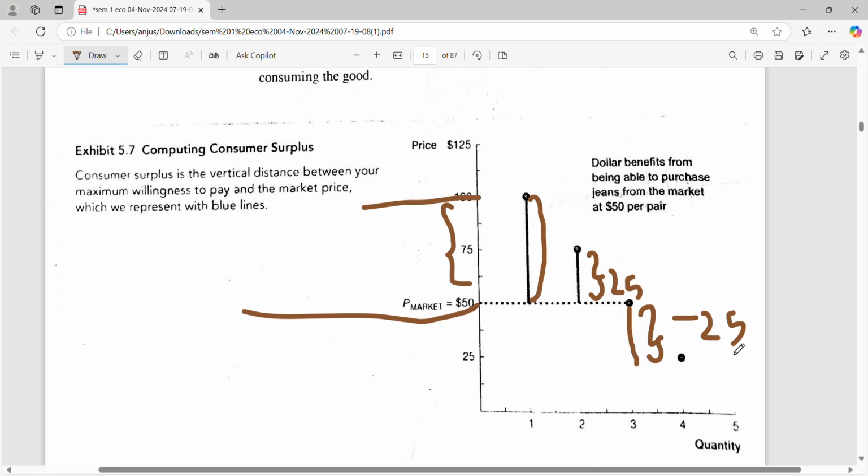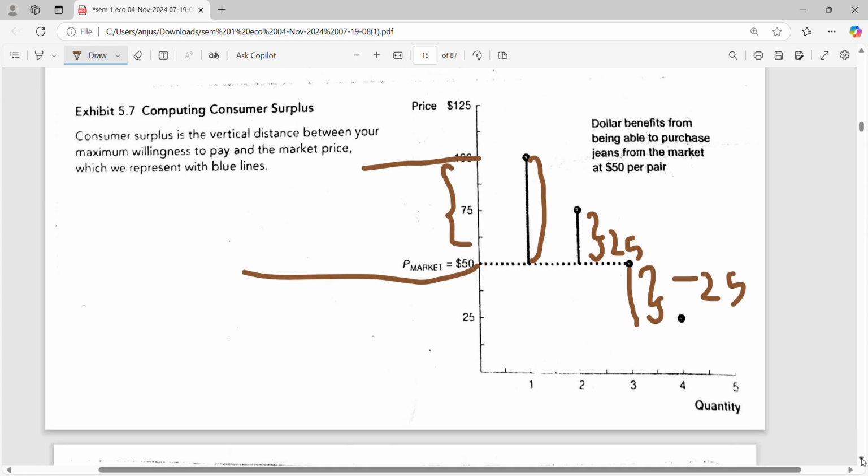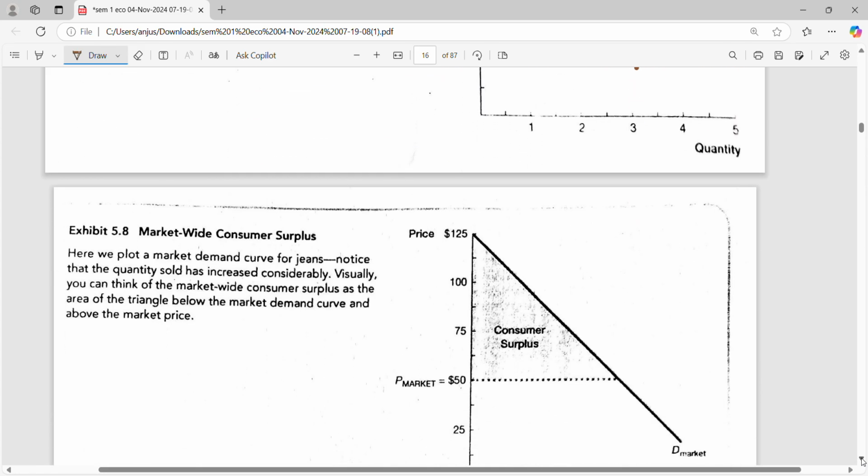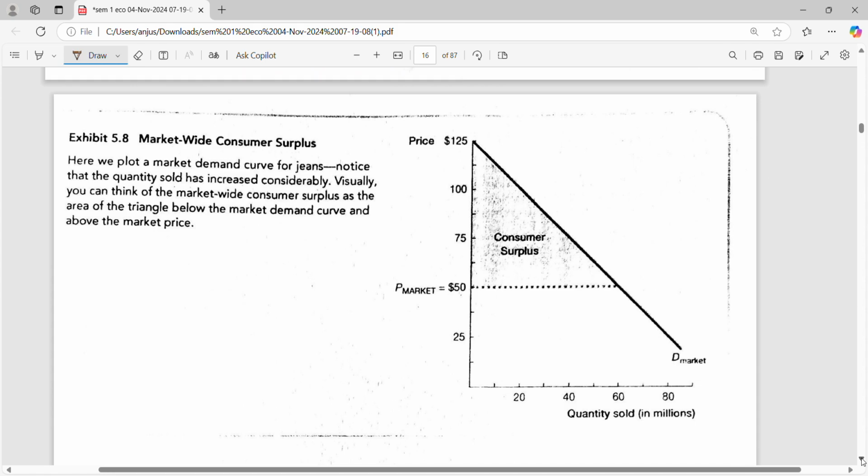So consumer surplus is the vertical distance between your maximum willingness to pay and the market price, which is represented here with the blue line. So yeah, that's it. Then this is the consumer surplus here. Let's see how this consumer surplus is calculated.